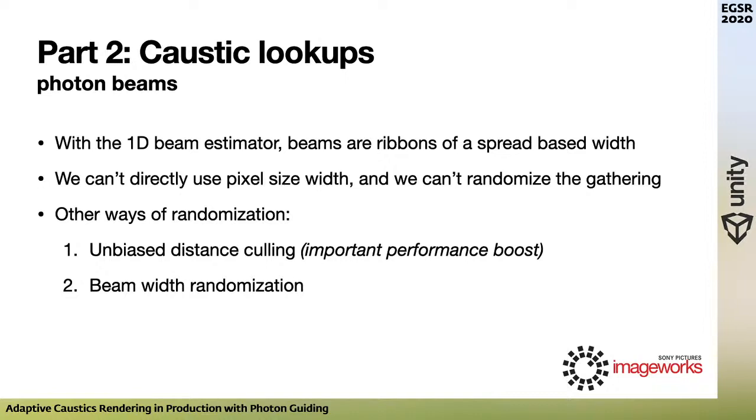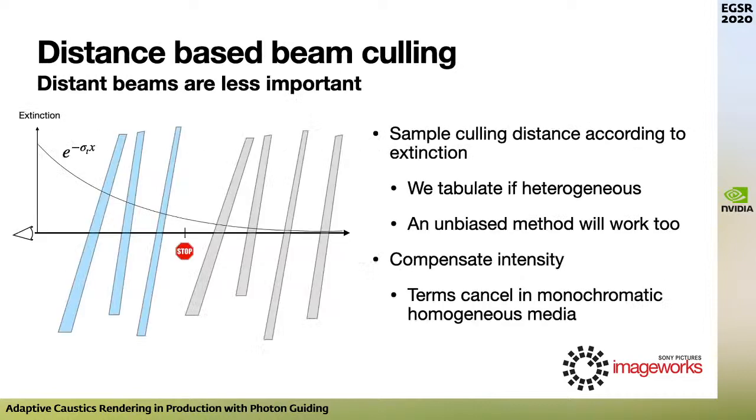So we are going to do two things. The first thing is culling distant beams, and the second thing is randomizing the beam width. For instance, the first one is culling distant beams. So you have a ray going into a volume of beams, like you see in this drawing. It can be many beams, right? So what you're going to do is sample a distance limit based on the extinction. And once you have that limit, you discard all the photon beams beyond that distance.